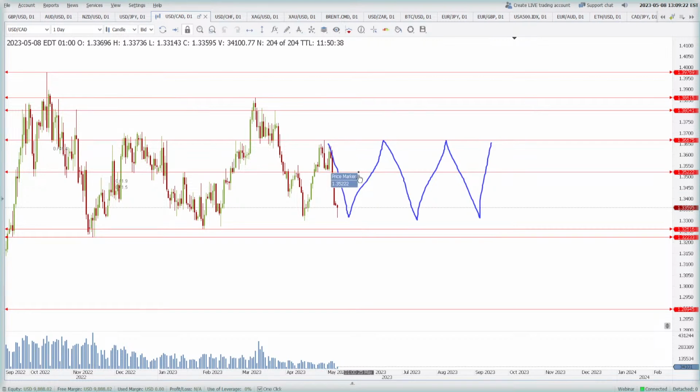1.3522 is the resistance for the US dollar against the Canadian, and on the downside expect the 1.3261 area to act as a support. That's it. These are the two levels that you should keep an eye on, and even if the price rises above 1.3522, expect 1.3667 to act as a good resistance.